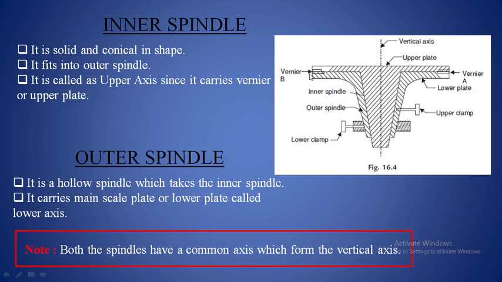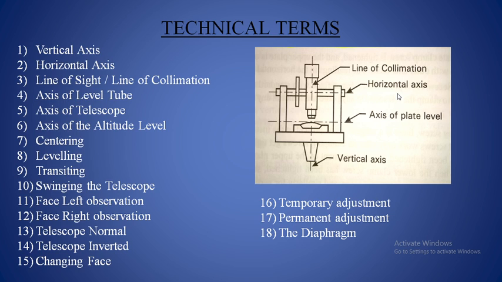Here you can see vernier B and vernier A. If this is vernier A, which is going to read 0 degrees, then at exactly 180 degrees opposite there will be vernier B. The vernier scale is attached to the upper plate, which is inside the outer spindle. Both spindles have a common axis, which is the vertical axis, passing through exactly the center of both spindles.